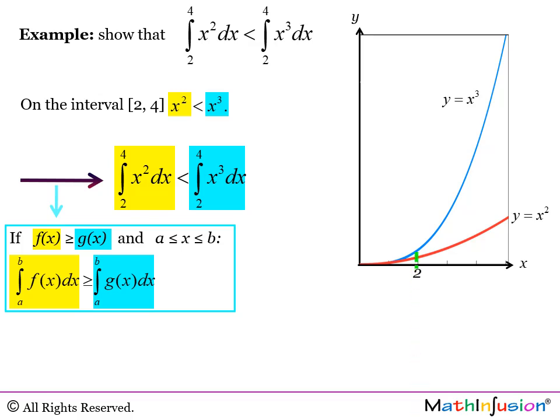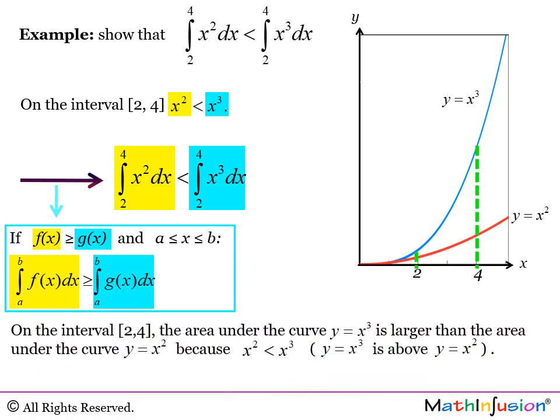If this is 2 and this is 4, you can obviously see that the area under the curve y equals x cubed is more than the area under the curve y equals x to the power of 2. And the reason for this is obviously because x cubed is more than x to the power of 2, which means that the graph y equals x cubed is above y equals x to the power of 2.